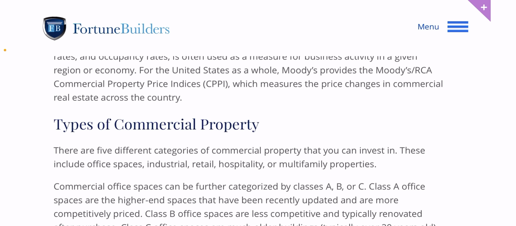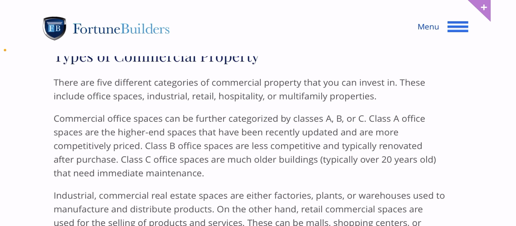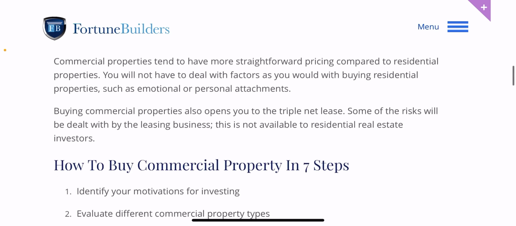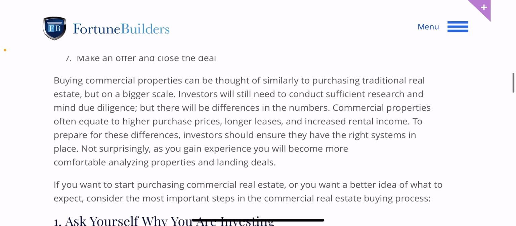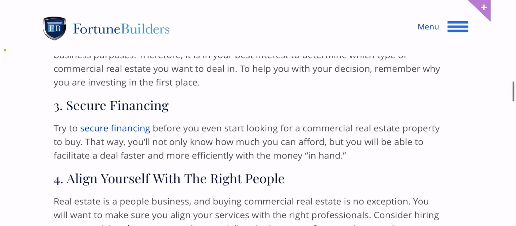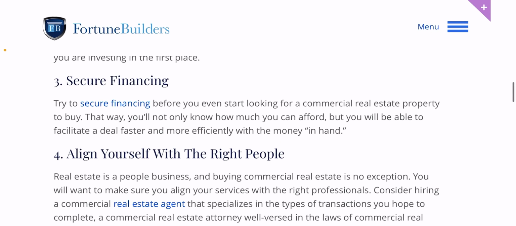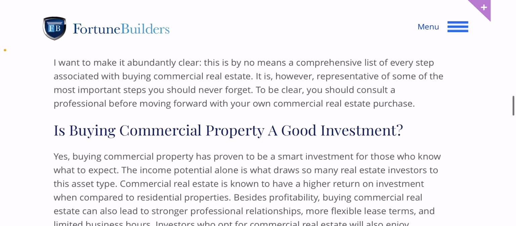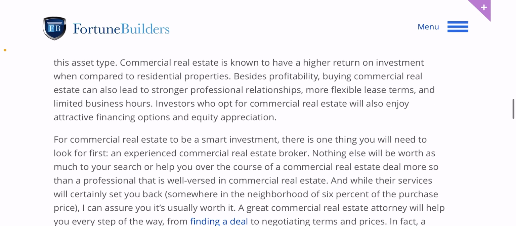So let me tell you the simple steps for how you can buy commercial property. First of all, you need to identify your motivation for investing. Secondly, you need to evaluate different commercial property types. Then you have to lock down your financing. Then you have to build the right team for the job, and identify a potential property in your market. Then you have to run the numbers on the property, make an offer, and close the deal.